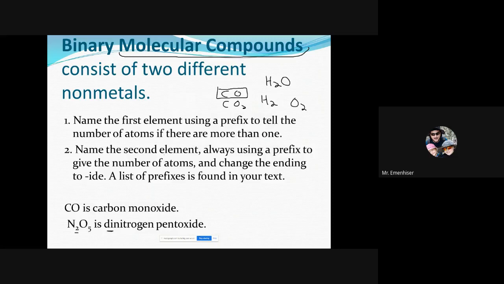All right, and then we name the second element, and it has to always use a prefix for the second one. So notice when I say carbon monoxide, I say carbon, and that just means 1 carbon. I don't have to say mono. And then I say monoxide, right? Mono meaning 1. You have to indicate how many of the second element are present. All right, so how would we name water?